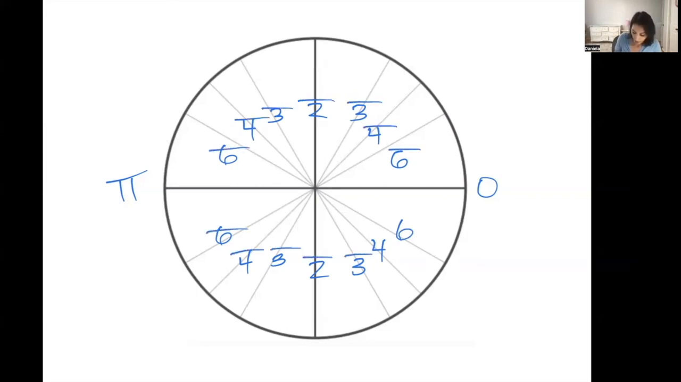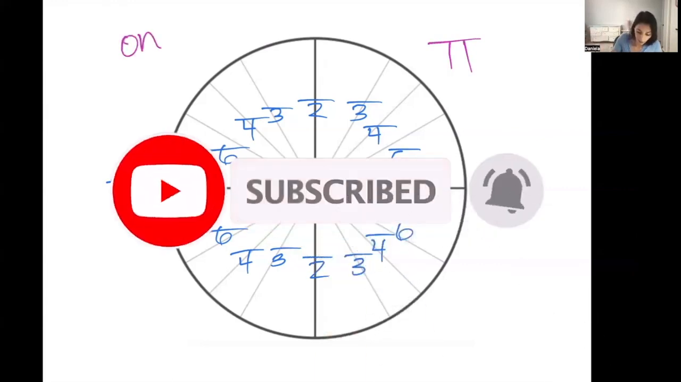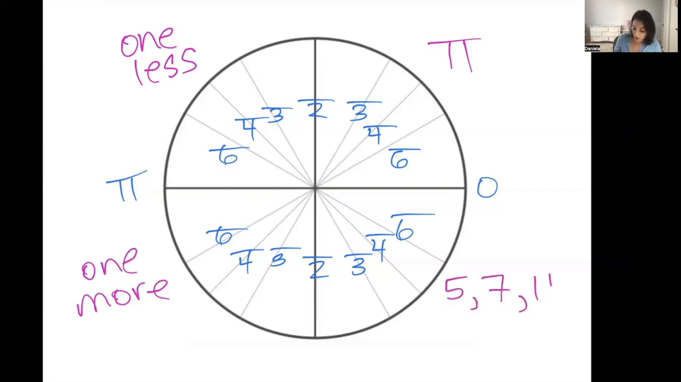And then a super easy way to remember it, I could do red or pink, whatever. Everything in this quadrant is going to be pi. I'll talk about what this means. This quadrant is all going to be one less. This quadrant is one more. And then in this quadrant 4, you just have to memorize it's 5, 7, 11. So it's a good thing there's that store 7-Eleven. So that's easy to remember.